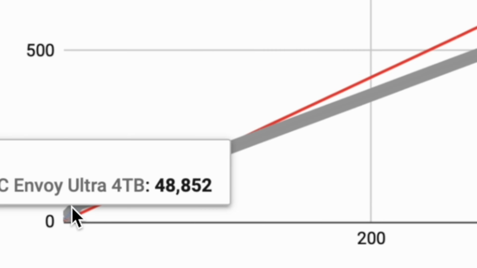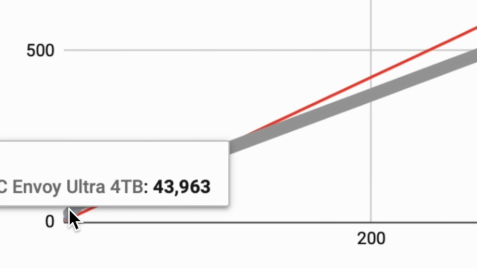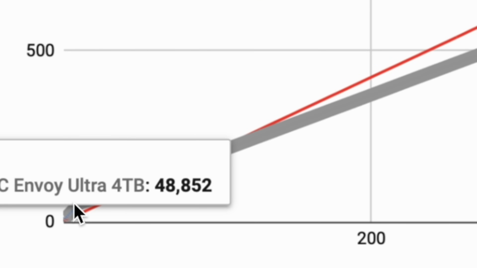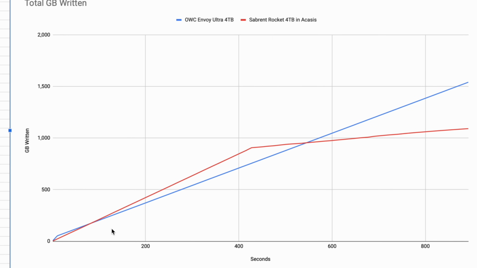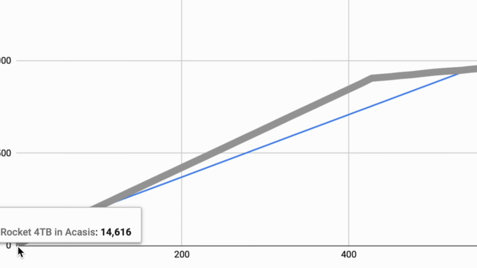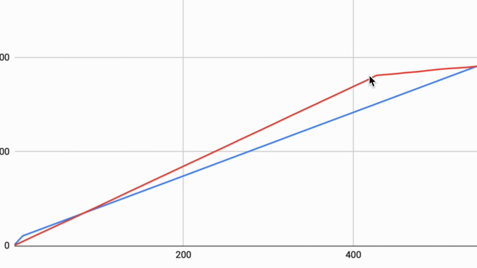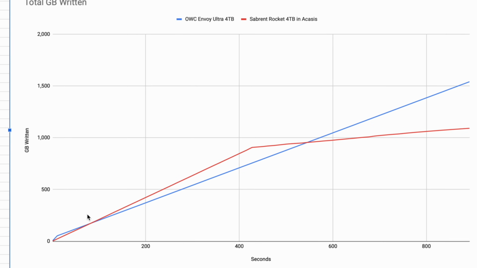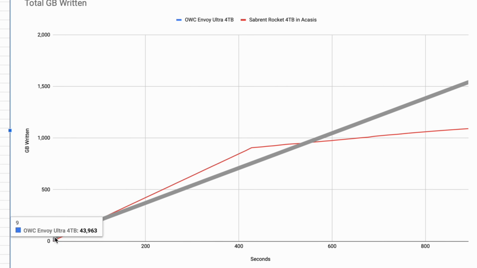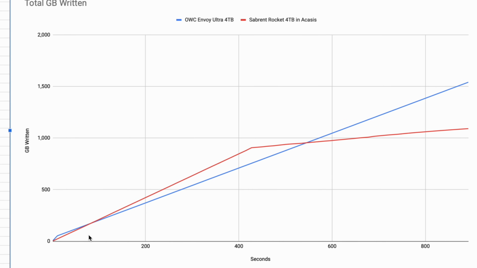So the cache on the Thunderbolt 5 drive really went to about 50 gigabytes per second or so before it tapered off into the slower speed, the slower 1700 megabytes per second. But the Sabrent Rocket Q actually went for about 900 gigabytes. So its cache is 900 gigabytes compared to about 50 gigabytes, which is a pretty big difference.